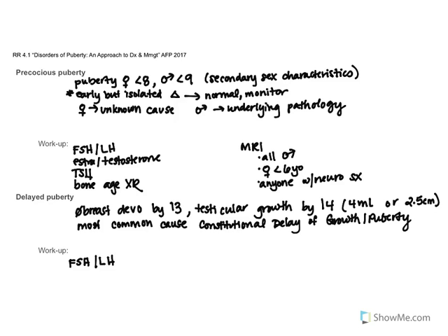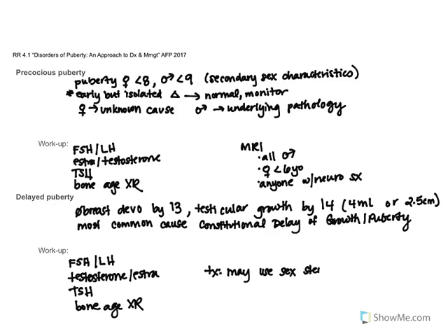The workup for delayed puberty is actually the same as precocious puberty. FSH, LH, testosterone or estrogen level for boys and girls. They're all going to get a TSH and that bone age x-ray. They do not need neurological imaging. In some situations of CDGP or delayed puberty, you may treat with giving sex steroids, and that triggers puberty. This isn't a case-by-case situation, and not every patient with delayed puberty or CDGP needs treatment.